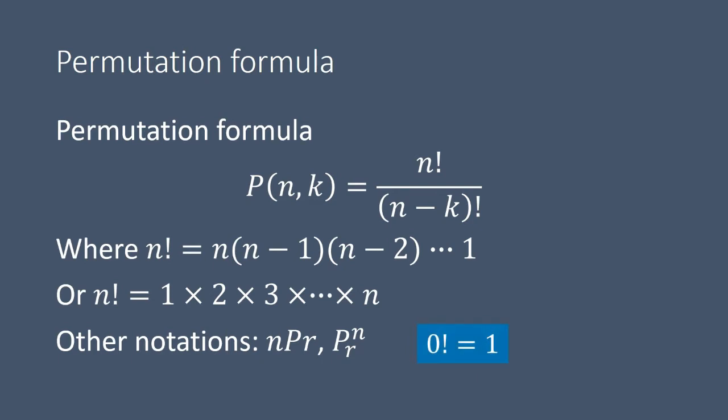I forgot to mention this. n here is a non-negative integer. When n is equal to 0, 0 factorial is equal to 1.